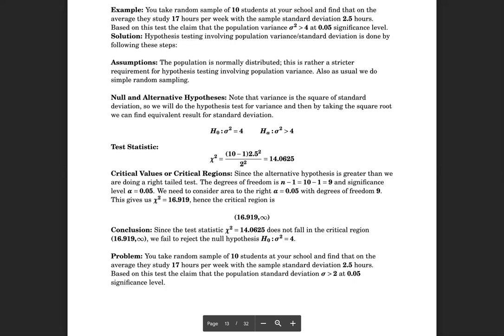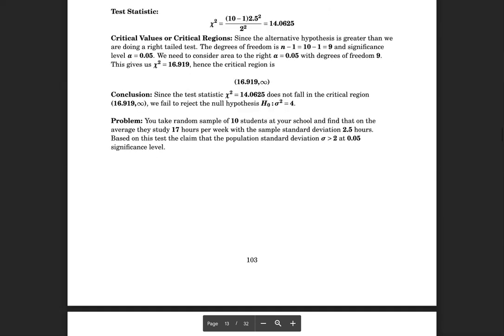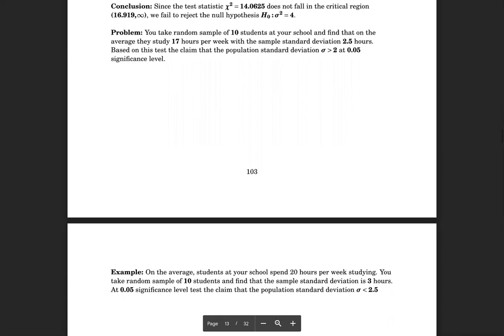Okay, so let's continue. In this problem, you take a random sample of 10 students at your school and find that on the average, they study 17 hours per week with a sample standard deviation of 2.5 hours, exactly the same problem.